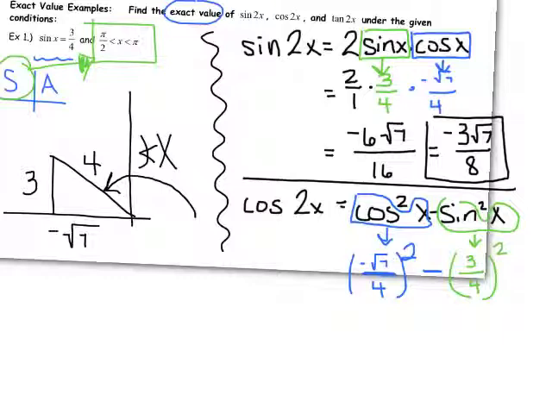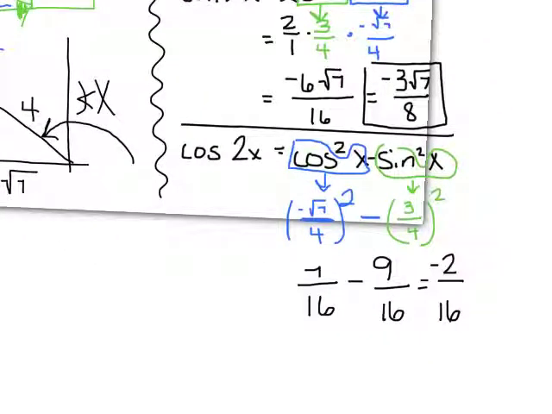All right, so let's do the squaring. Negative squared is positive. Square root of 7 squared is 7. 4 squared is 16. Minus 3 squared is 9. 4 squared is 16. 7 minus 9 is negative 2 over 16, which is negative 1 over 8.